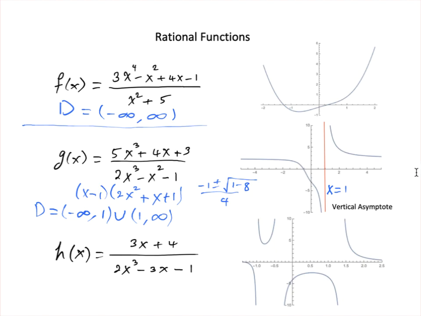Also, due to the fact that the numerator degree is less than or equal to the denominator degree, that makes it have another asymptote which we call a horizontal asymptote. And in fact here that asymptote is this line here.